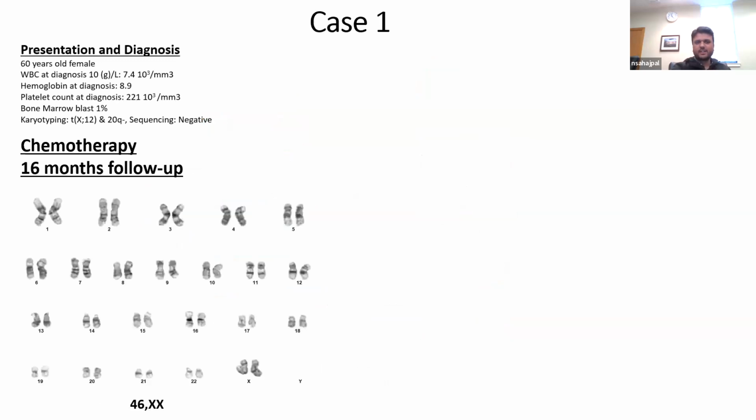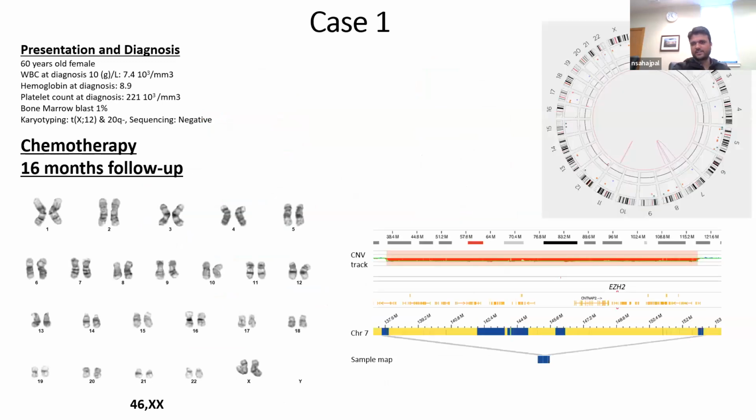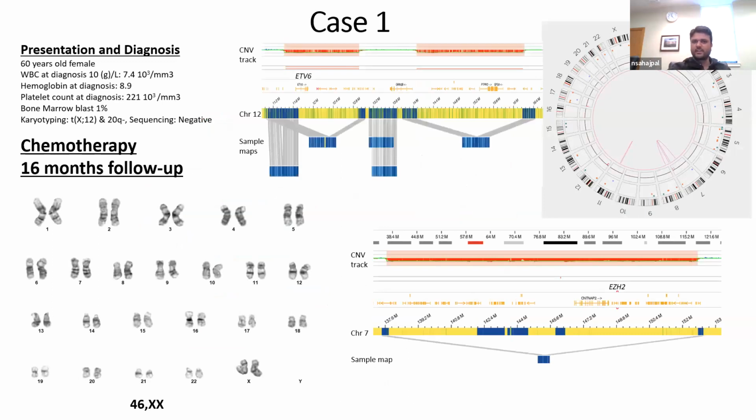But if we look at even the 16-month follow-up marrow, where we saw a 46XX with karyotyping, we can see that there are smaller cryptic rearrangements with optical genome mapping, including loss of ETV6 and EZH2, which have an independent poor prognosis. So we probably missed relevant information at both time points, which the clinician and the family probably deserve to know and could have made an altered decision with respect to the therapy they pursued.